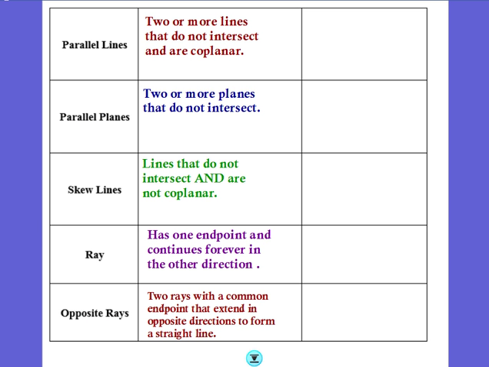Once again, take a moment, pause the video, copy down these definitions, and I'll meet you back when you're finished.